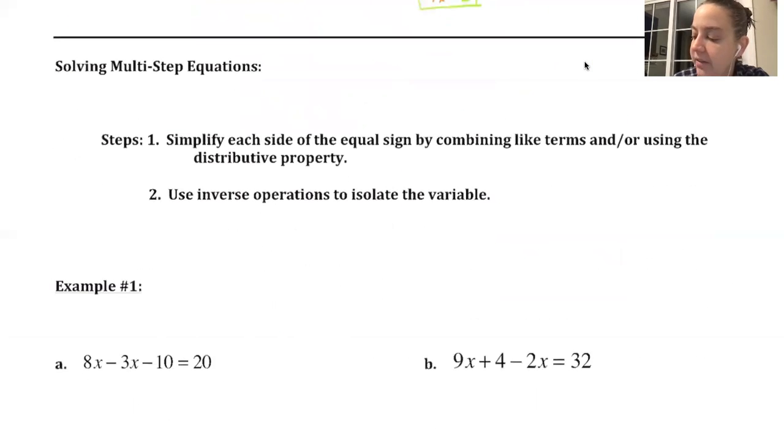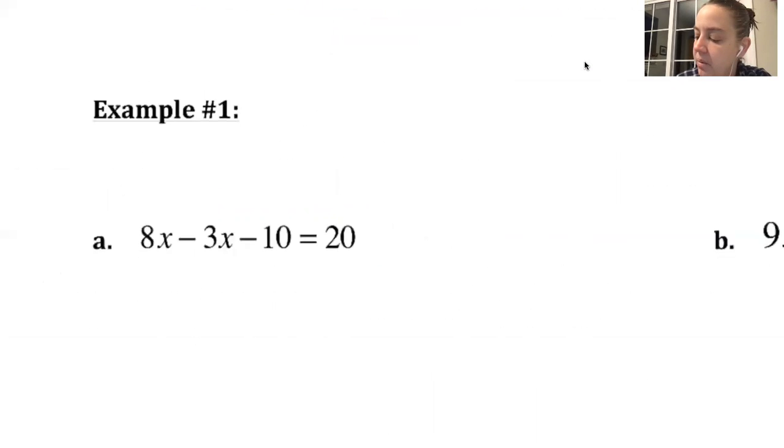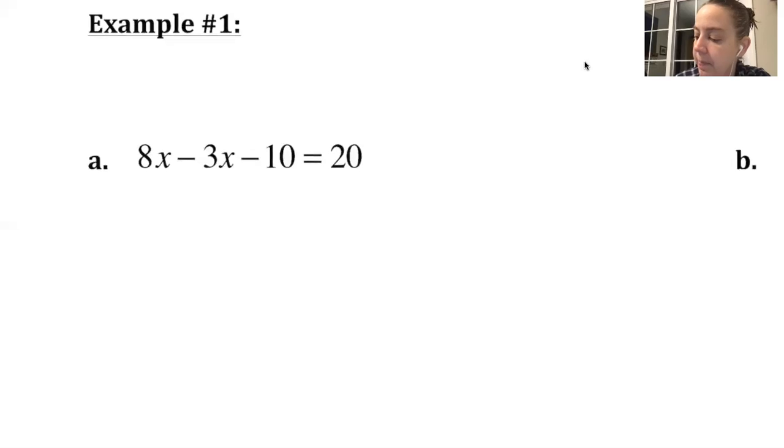All right, solving multi-step equations. We want to simplify each side of the equal sign by combining like terms and/or using the distributive property, and then use the inverse operations to isolate the variable. So these just have a little bit more work with them, but that's okay, we can handle it.